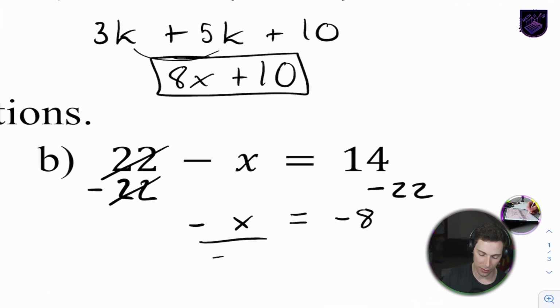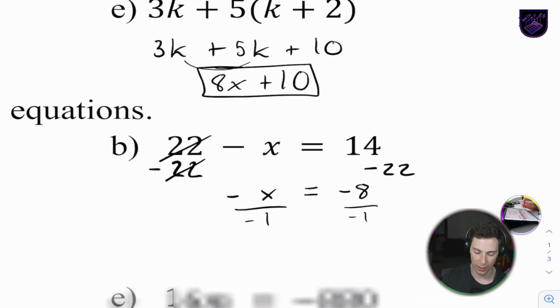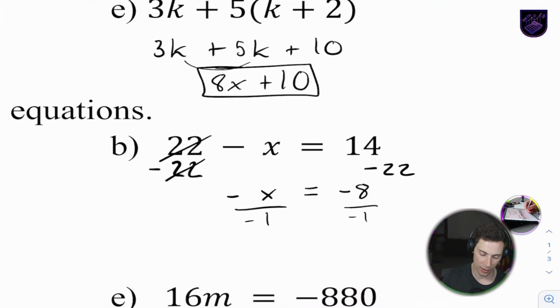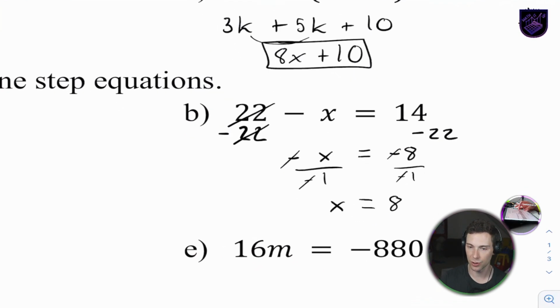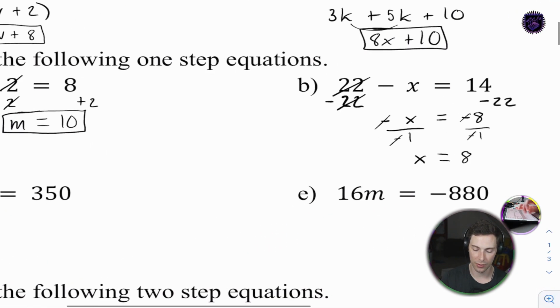I'm going to divide both sides by negative 1. Canceling the negatives, it's going to give me x is equal to 8. You don't have to do it like that, but that's how I do it to show my work. You can just start flipping it. All right.